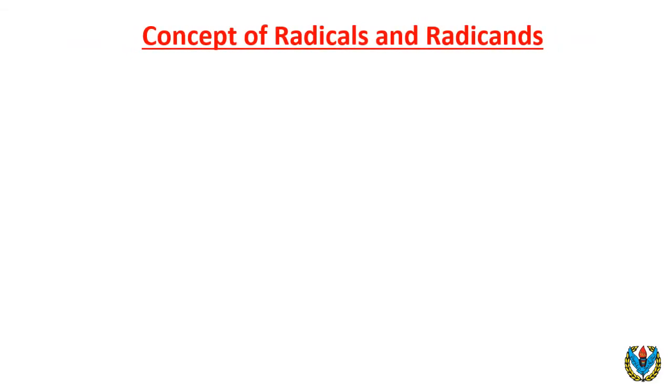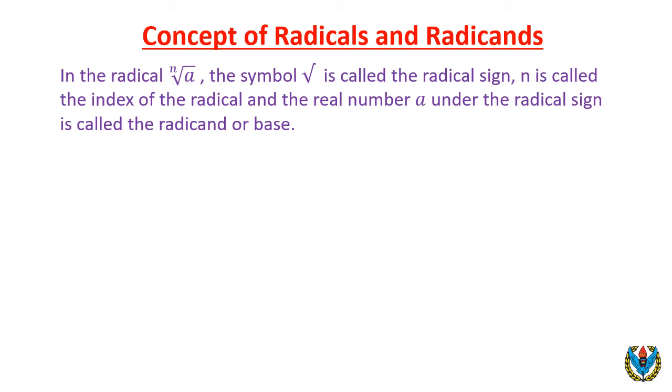Dear students, before we start exercise 2.3, we should have the concept of radicals and radicands. In the radical, square root a with index n, the symbol square root is called the radical sign, n is called the index of the radical, and the real number a under the radical sign is called the radicand or base. Note that square root a with index 2 is usually written as square root a with no index.